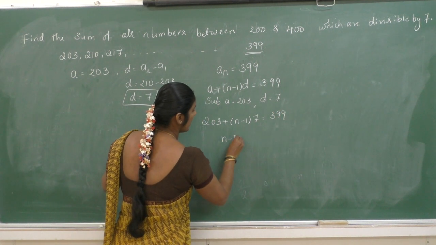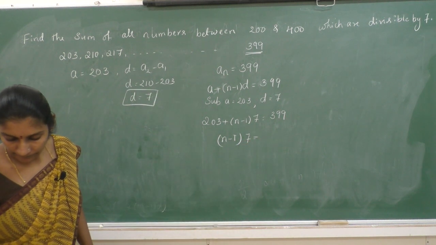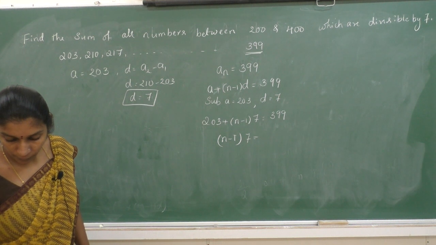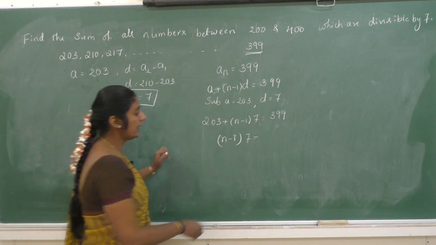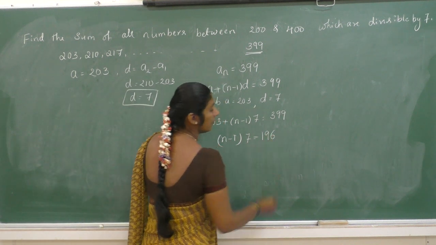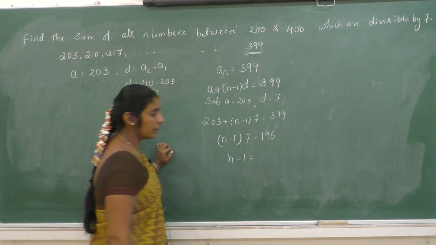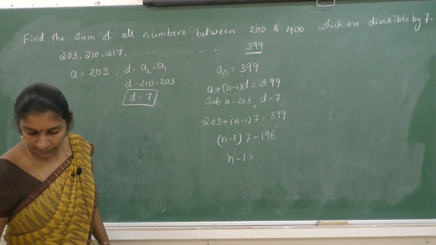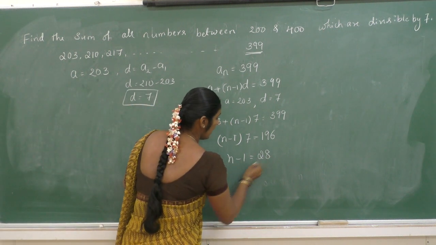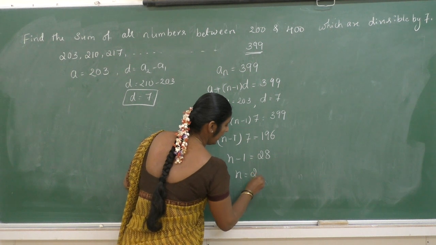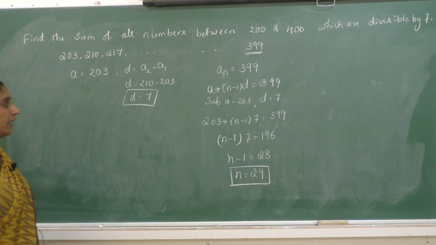So n minus 1 into 7 is equal to 399 minus 203. So we get 196. So n minus 1 is equal to 196 divided by 7. So that will be 28. So n will be 29. So the total number of terms in the sequence is 29.